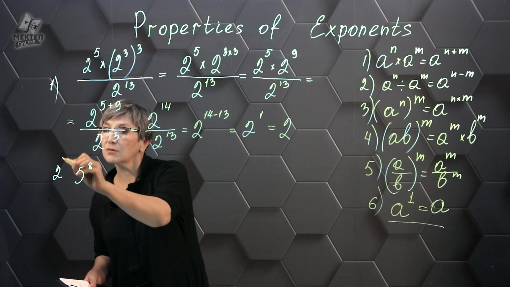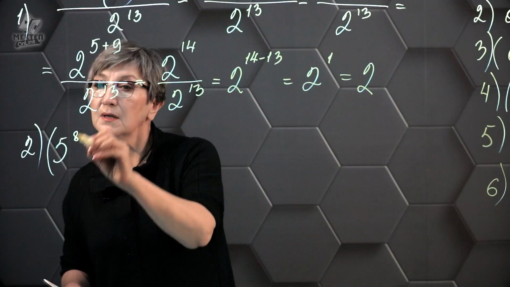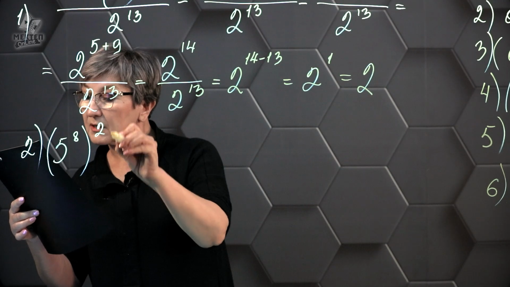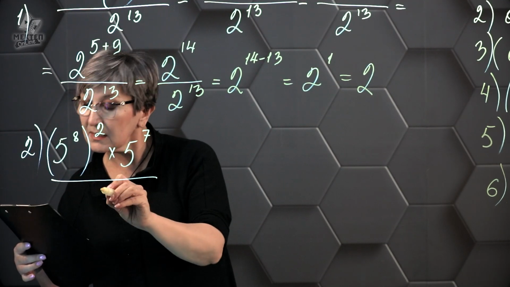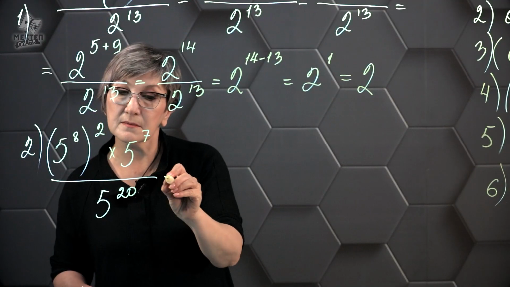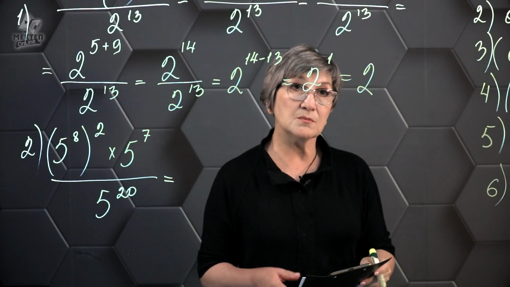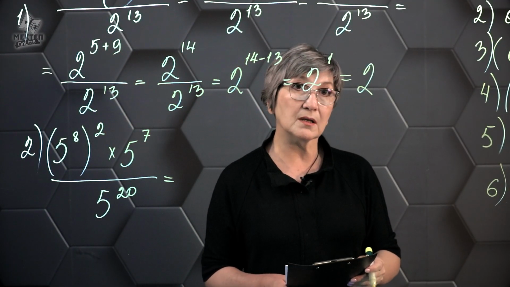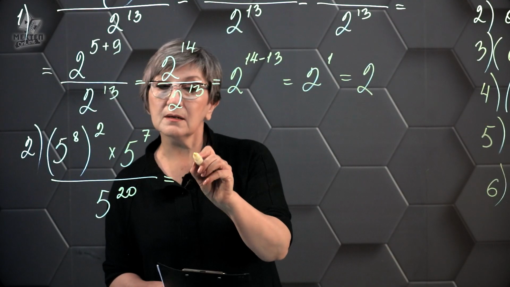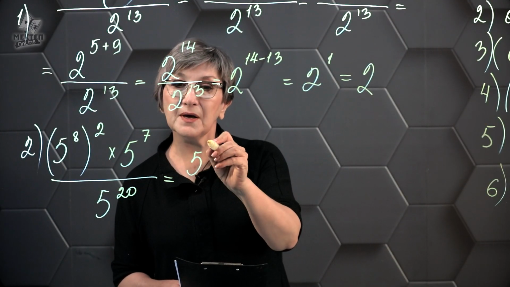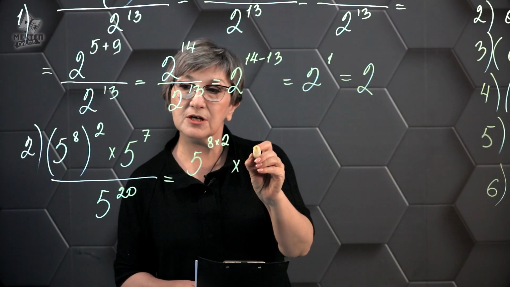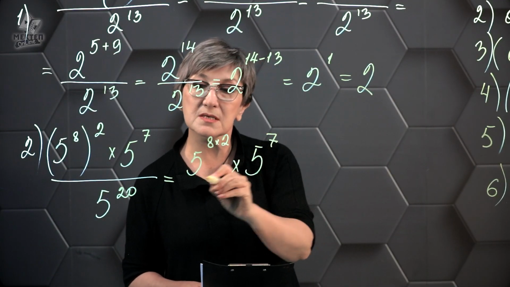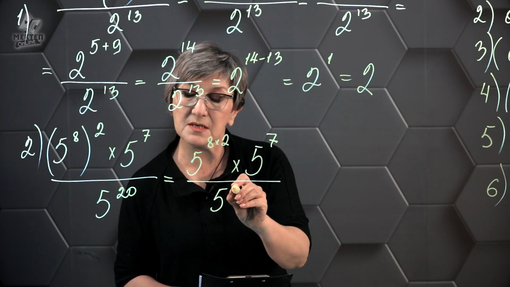5 to the power of 8, all to the power of 2, times 5 to the power of 7 divided by 5 to the power of 20. As you can see, we're going to use the same algorithm. First, we'll write 5 to the power of 8 times 2, and this expression multiplied by 5 to the power of 7 divided by 5 to the power of 20.